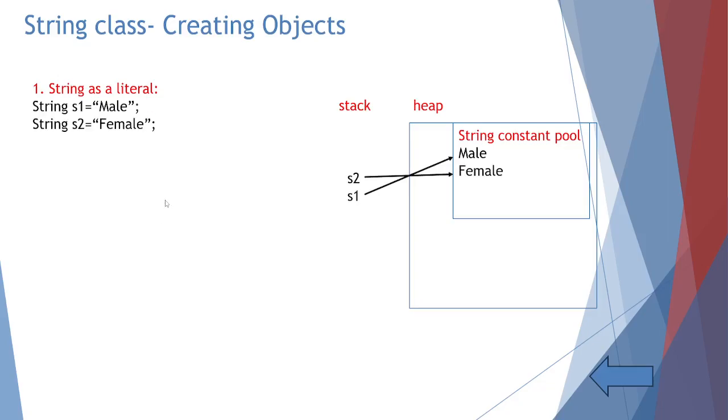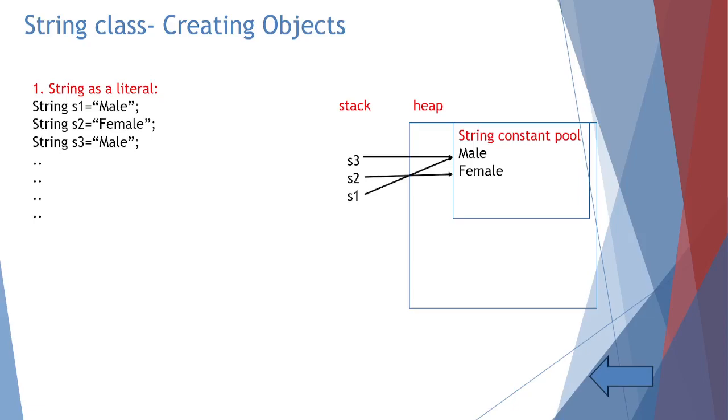Then gender of student 2, female. s2 is in stack, female created in the string constant pool. One object, one reference. Let's assume String s3 is also male. Then the reference variable points at male, which is already created in the string constant pool. Let's assume some 20 students are there. Male, female, all 20 variables in stack. Reference variables point at only 2 objects, either male or female.